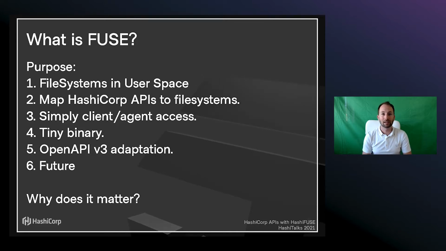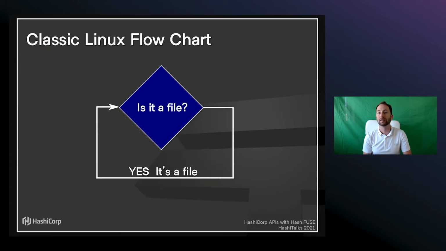So it's a simple, tiny binary. I've done Vault, I've done Consul, I've done Nomad, Terraform Enterprise, and Terraform Cloud, and also a generic OpenAPI one, which is really interesting because as more of our products adopt OpenAPI version 3, we have a more uniform way and a single client which can potentially be used to access any of our projects. And I'll talk about the future plans as well.